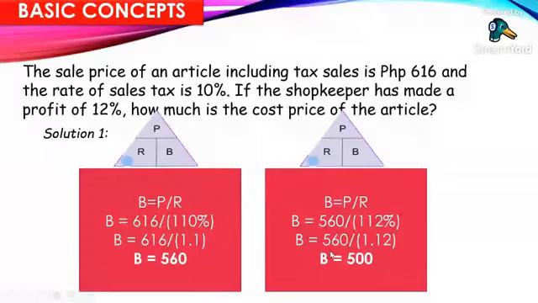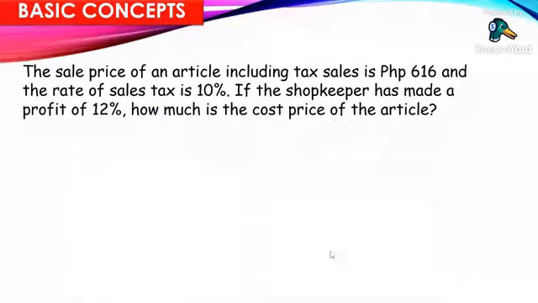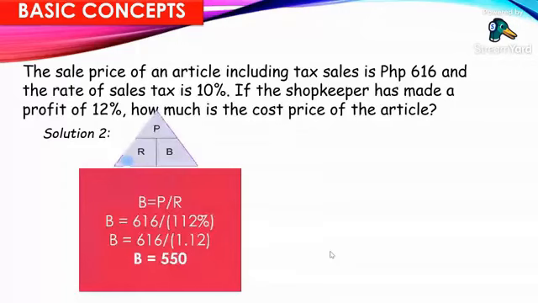If we're going to do the other way around, unahin natin tanggalin si profit bago si sales tax, the answer would still be the same. Okay, so solution 2, unahin natin tanggalin si profit. Okay, so B is equal to P over R. Unahin natin si 112%. So 616 divide 112%. So that is 616 divide 1.12. So B is equal to 550.